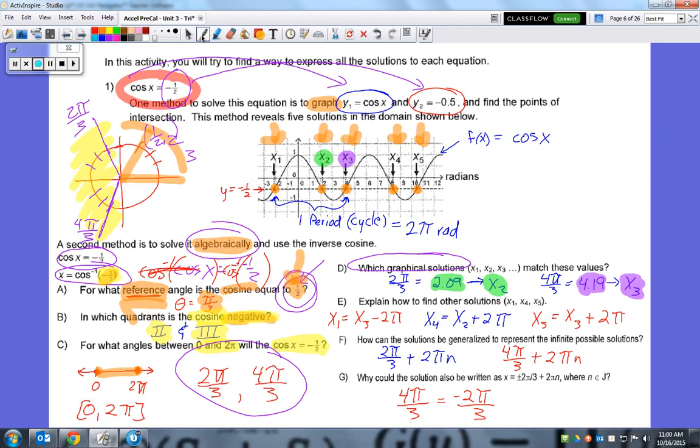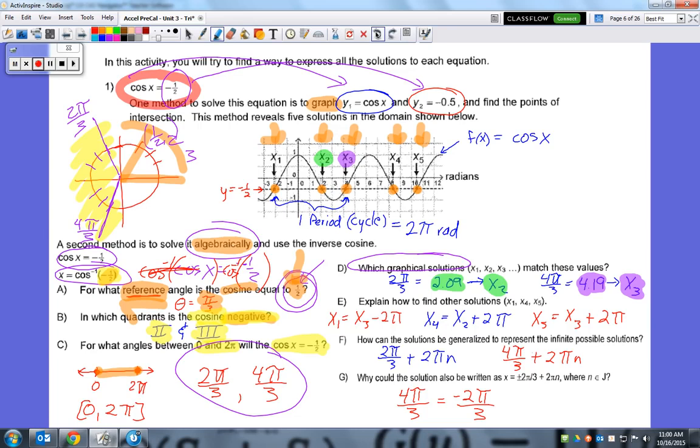Well, the ones that match them are x1, which you see that I highlighted in green. Sorry, not x1, x sub 2. And then x sub 3, which I highlighted here showing it on the graph in purple. Okay? So explain how to find the other solutions. So how would you find all these other solutions?